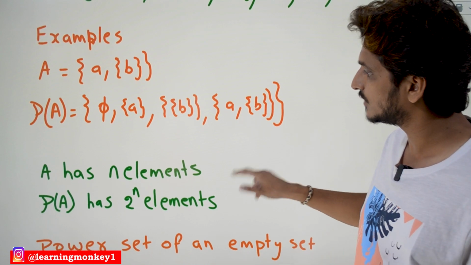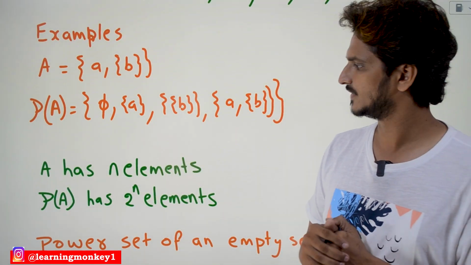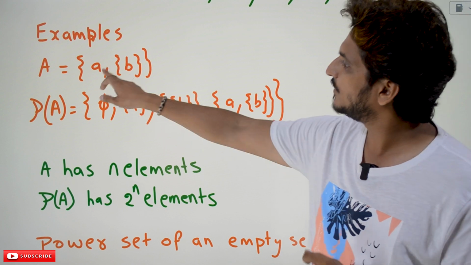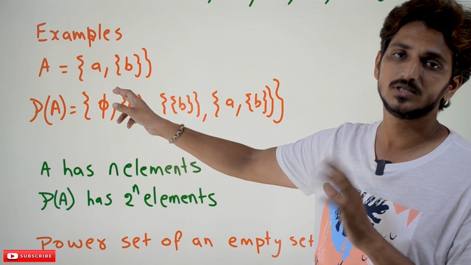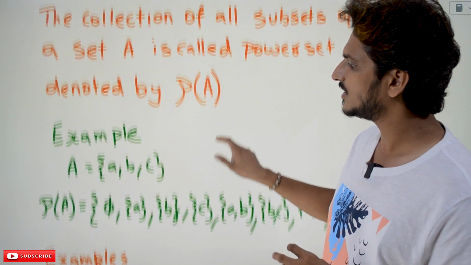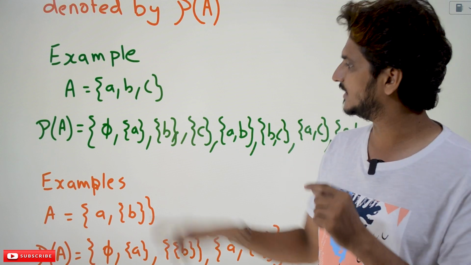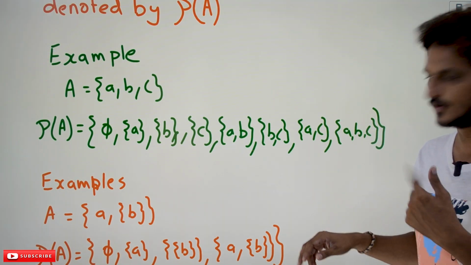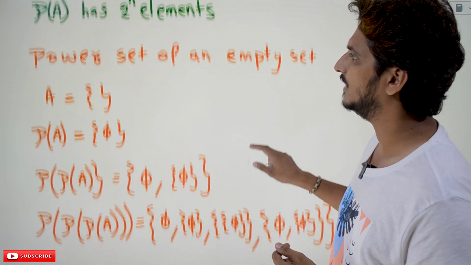And we need to understand one more important property. Suppose set A has n elements. Power set of A has 2 power n elements. See here, how many elements are there? 2 elements are there. What is the power set of A? 2 power 2, which is 4 elements. 1, 2, 3, 4 elements. Similarly, how many elements are there here? 3 elements are there. Power set of A contains 2 power 3, which is 8 elements. 1, 2, 3, 4, 5, 6, 7, 8 elements. So if a set contains n elements, the power set of that set contains 2 power n elements.